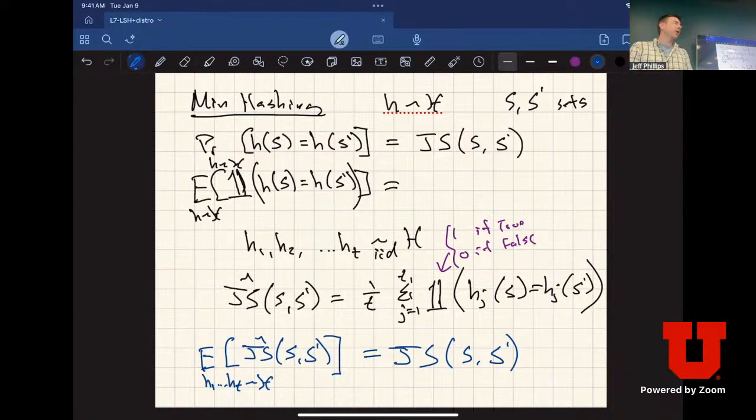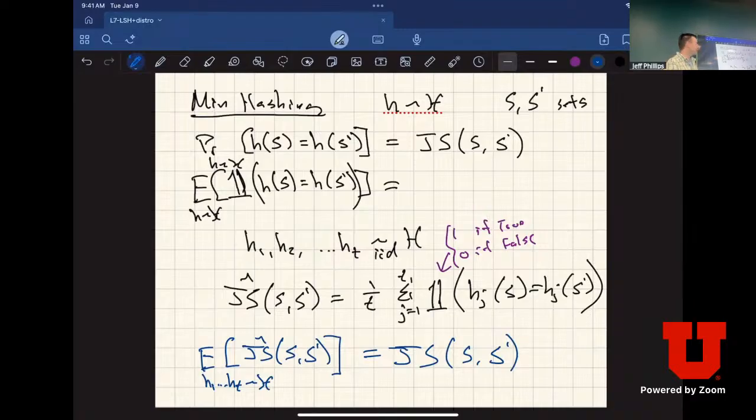Okay, so to get a signature for a single set, I'm going to create a set of T hash functions, and I'm going to stack them inside some vector. And then I'm going to take the L0 distance between them, or I'm going to count how many times they're similar, or average how many times they match exactly, right? And that's going to be my approximate Jaccard similarity. Okay, so this is another way I can compute the approximate Jaccard similarity.